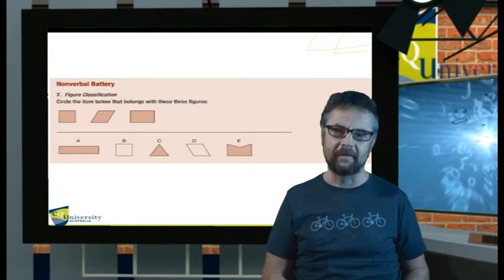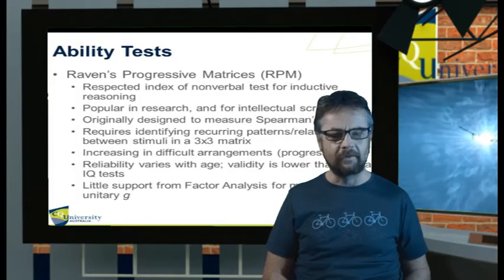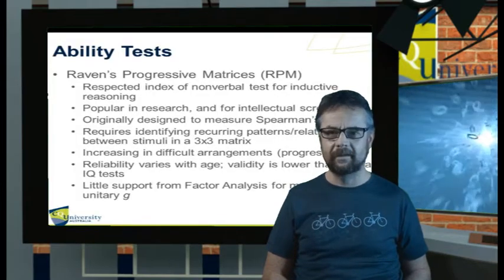Now, anyway, let's move away from the test. Now we're going to look at one more test. This is Raven's progressive matrices. No, it's not Raven at the Bundaberg campus.